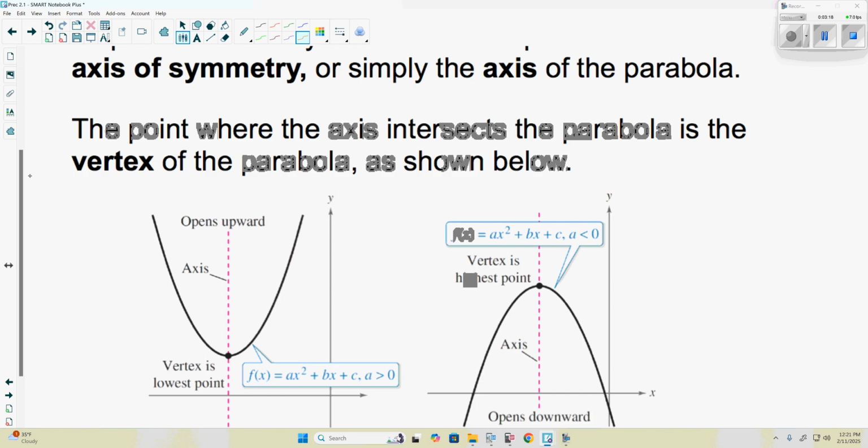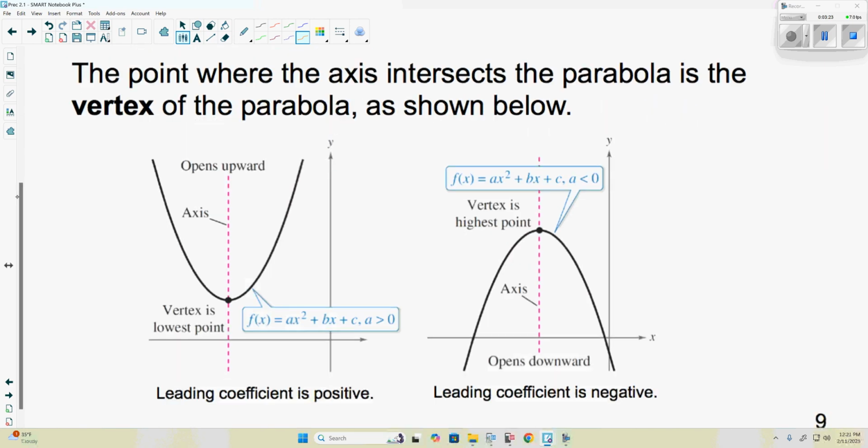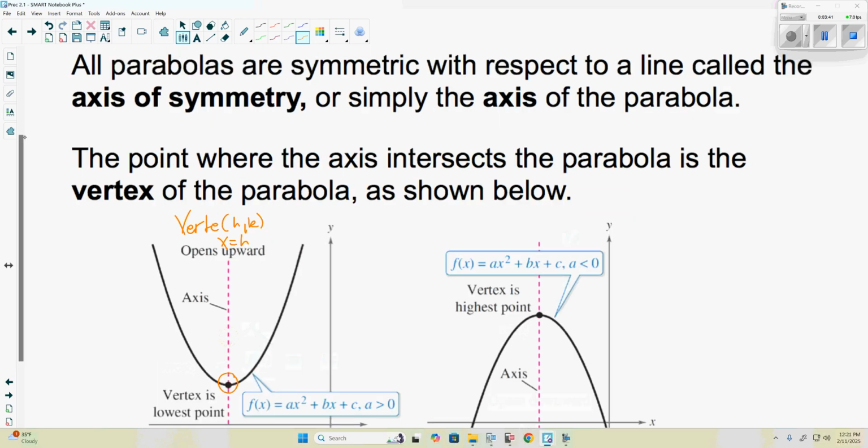So, axis of symmetry. The axis of symmetry is the line that cuts the parabola in half, and it always goes through the vertex. Now, the vertex in vertex form is (h, k), and the axis of symmetry for this would be x equals h. It always goes through the center and reflects it on either side.